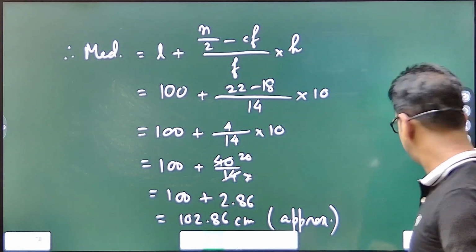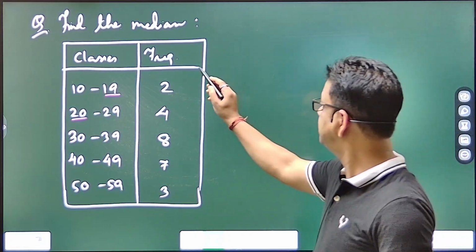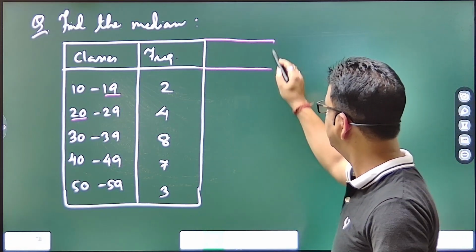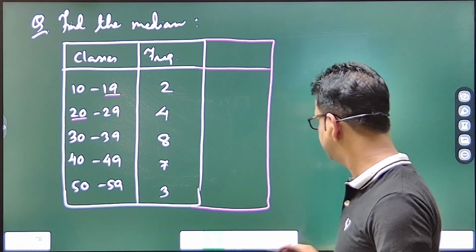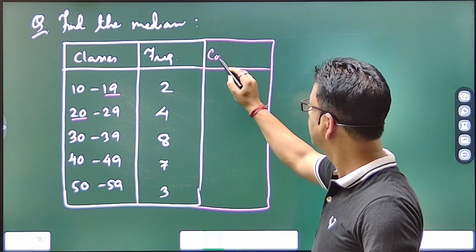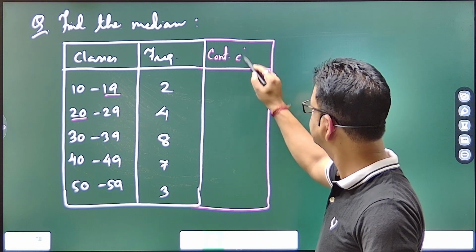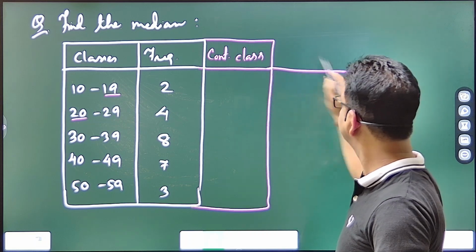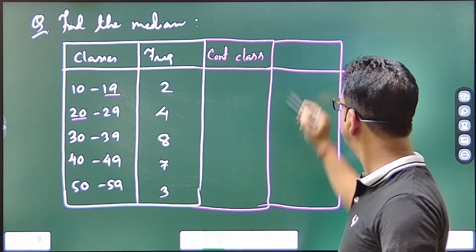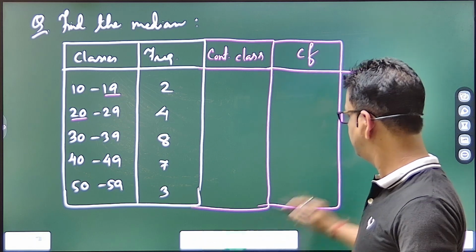Yes, the difference is 1. Yes or no? Since it is not continuous, as you rightly said, first you have to make it continuous. Write here "continuous class", and then, of course, you will be finding the cumulative frequency.